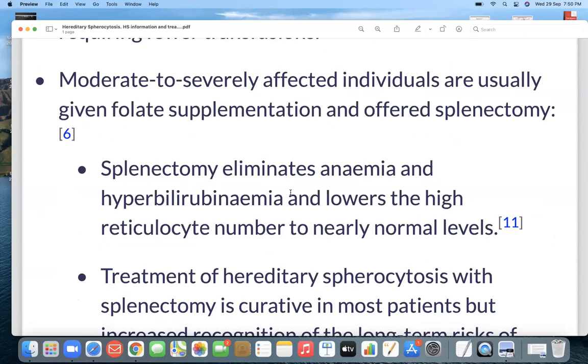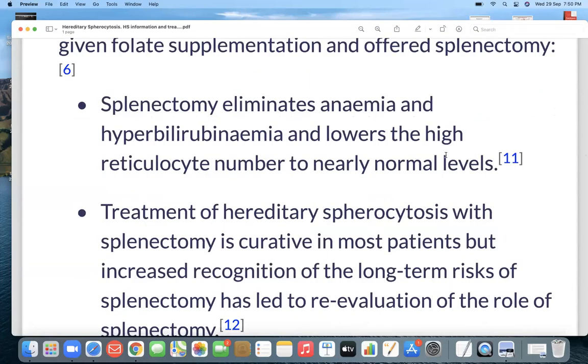So splenectomy, you should know, very important. Moderate to severely affected individuals are usually given folate supplementation and offered splenectomy. So for mild cases, no need of folate, no need of splenectomy. For moderate to severe, you need folate supplementation and splenectomy.